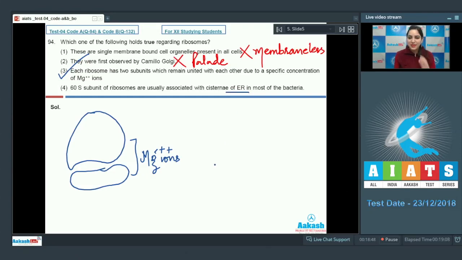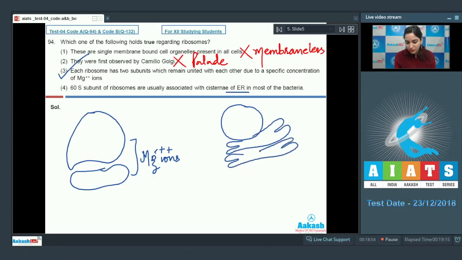Let me tell you, students, that we have learned, yes, we have a nucleus, and with the nucleus we have this ER, and we also know that ribosomes are attached to ER. Let us say this is one ribosome attached to the ER. We also have learned that ribosomes are attached to ER via the larger subunit, which is 60S in case of eukaryotes.